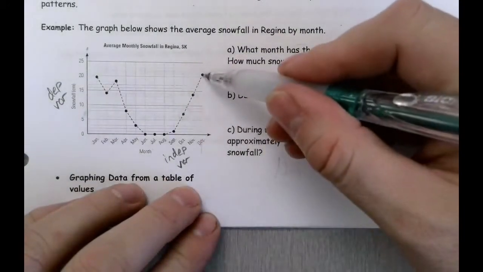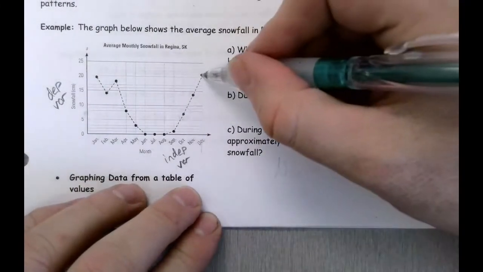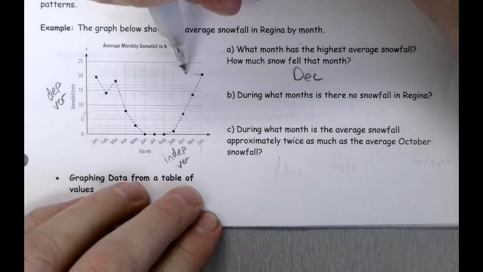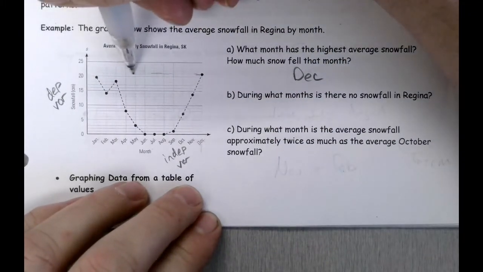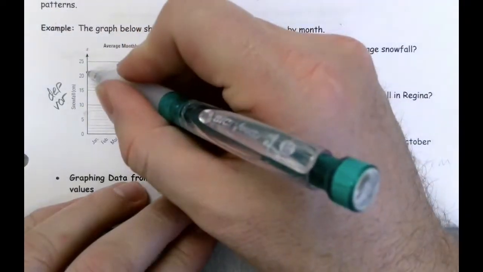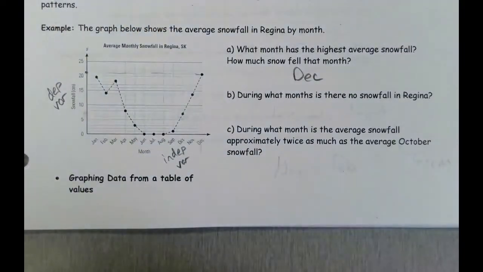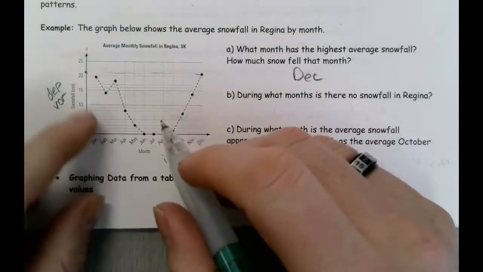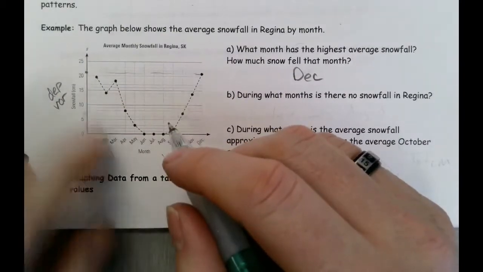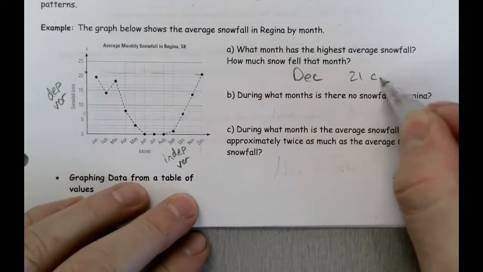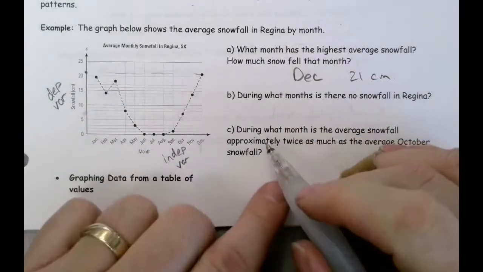Now, how much snow fell that month? Let's take a quick look. I go up to here, and I'm just going to go straight across. I can make out the line that's going to go all the way across, and it's this mark right here. It's the one value above the 20. Looking at the scale, it looks like everything's going up by 1. So it looks like 21 centimeters. That's what we're looking for.